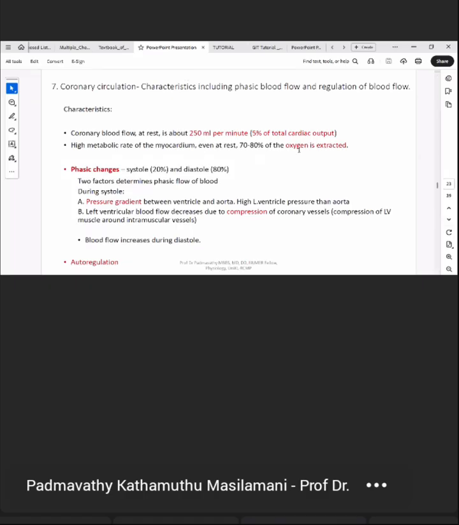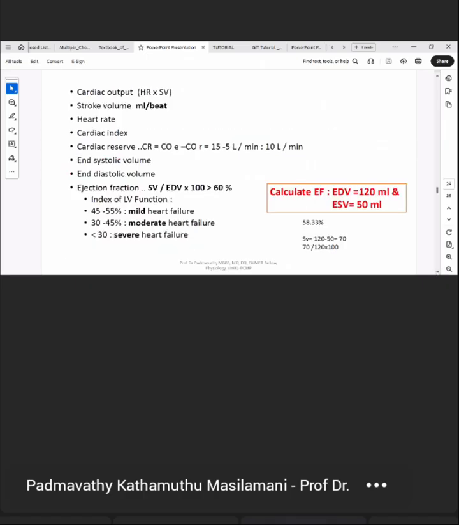250 ml, because more oxygen extraction of the coronary circulation occurs. So basic blood flow: usually all other tissues receive more blood during systole, but cardiac muscle will receive more blood during diastole. Okay, because during diastole the ventricular pressure gradient is less and there is no compression of the coronary vessels, because during systole the vessels are compressed because of contraction of the myocardium, but both are not there during diastole, so blood flow is more during diastole. That is the basic change.